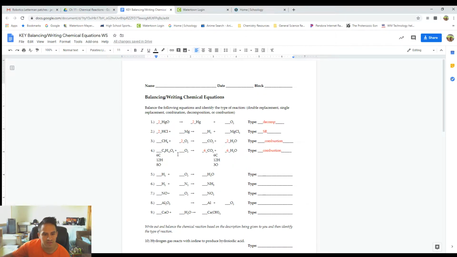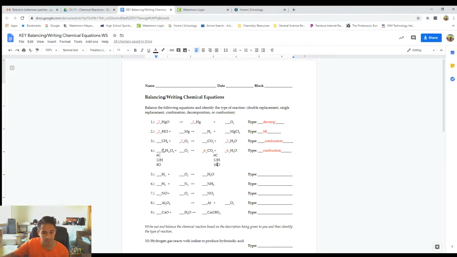All right, now as for oxygens, let's see. So on the left, nothing changed. On the right, we have 6 times 2 here, so that's 12. Plus 6 times 1 is 6. So we have 12 here, 6 there. That gives us a total of 18. Okay, 18 oxygens. So on the left, we have 8.